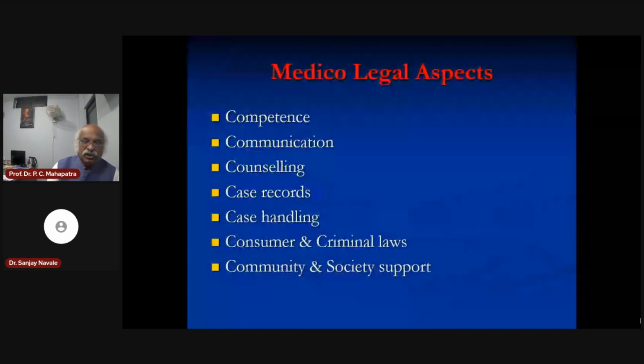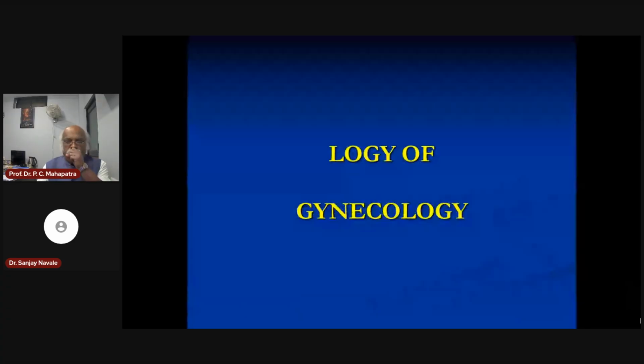And at last, community and society support should be there also, because we need people. We are one party in it. The community and society should fight for us. Then the medico-legal aspects will be solved.